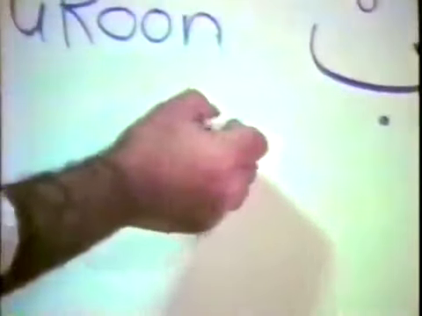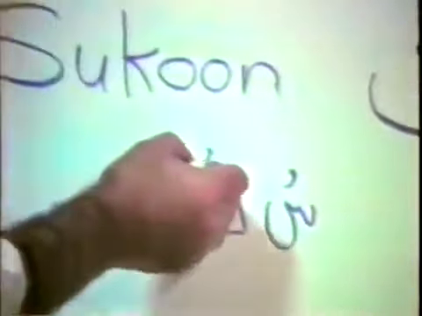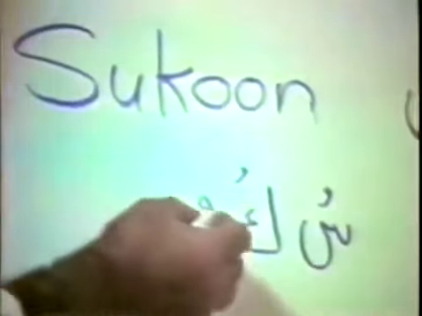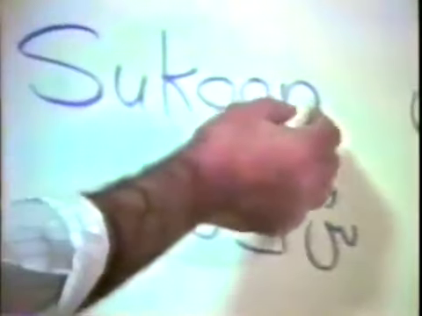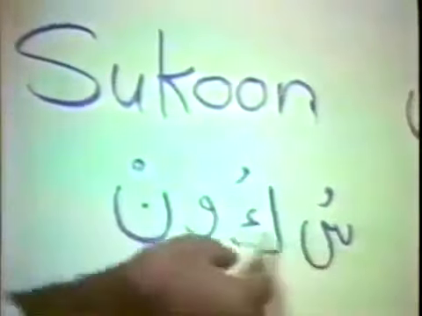Sin. To make it su, you put a damma on top of it. Su. And then the ka. To make it ku, you put a damma on top of it. Suku. But this is long. So to make it long, you put a waw after it, remember? The long vowel. Sukun. And then the N, with a circle on top of it. Sukun, which is this letter. Sukun. This is the name of this vowel.